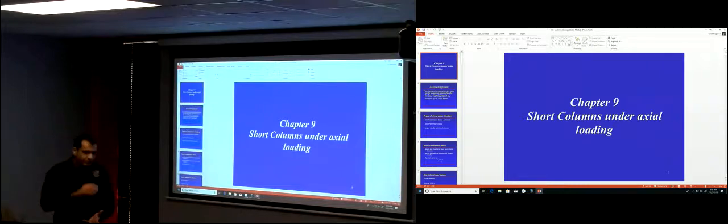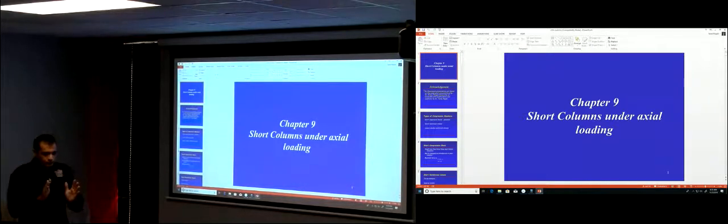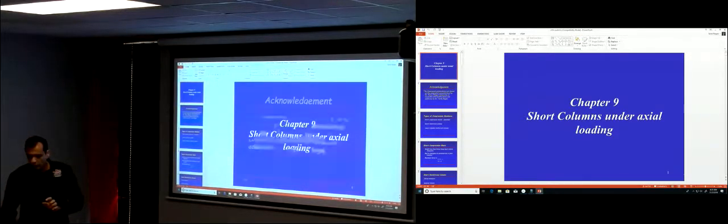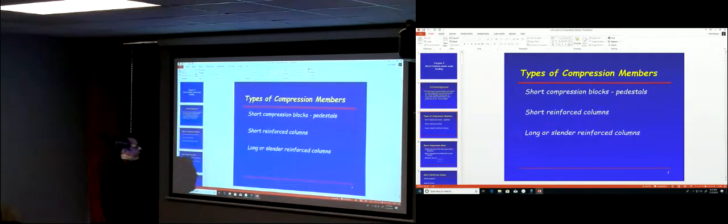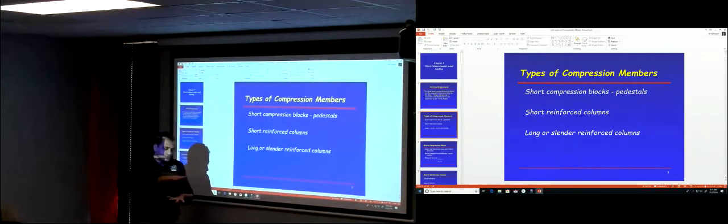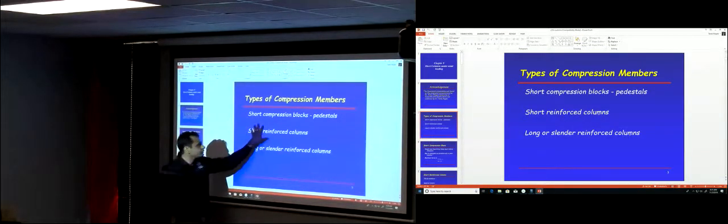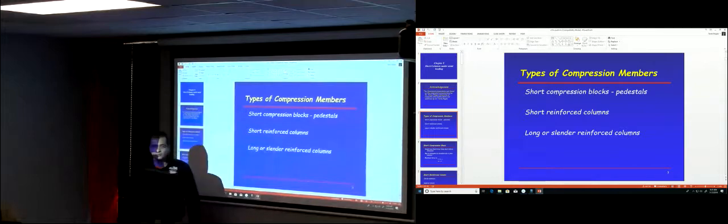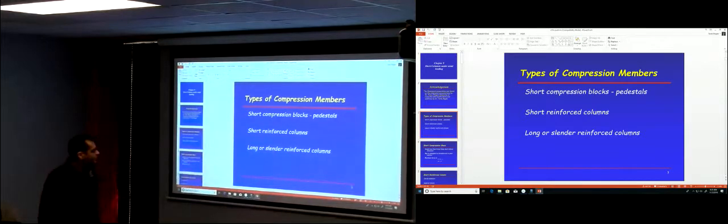When we have a compression member, we can categorize that compression element into 3 different categories. Those are short compression blocks, so this is a very short element, or pedestals, and short reinforced columns, or long or slender reinforced columns. What's the difference between the 3?